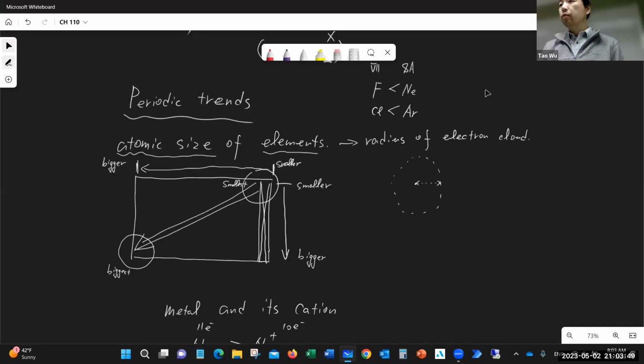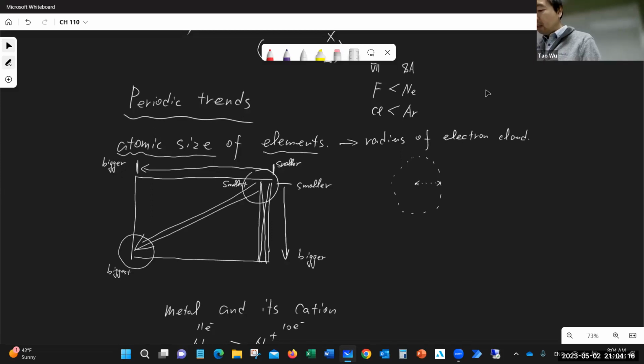So first, let's review what we learned last time. Last time we talked about the periodic trend, which is based on the periodic table: how can you predict some of the parameters for atoms? First of all, the atomic size, the trends.